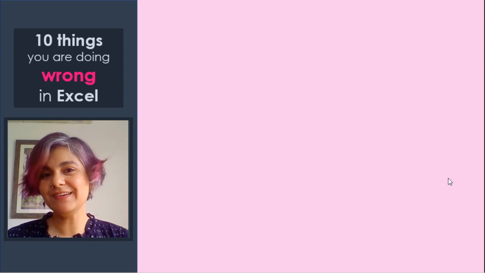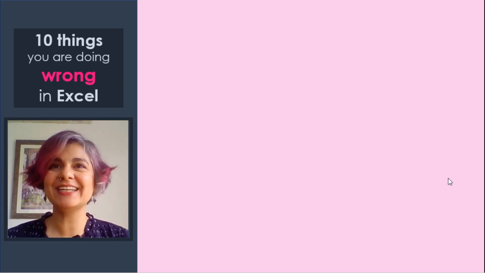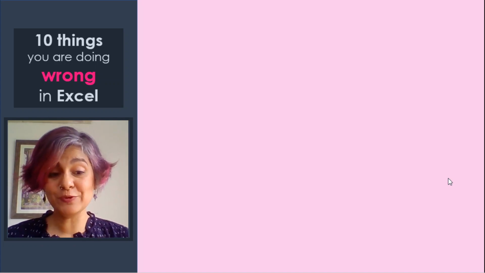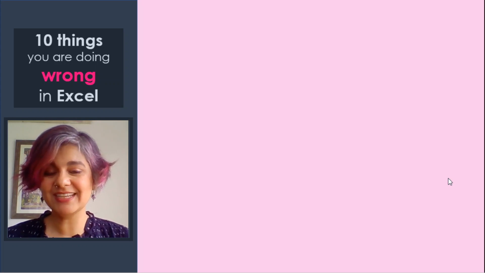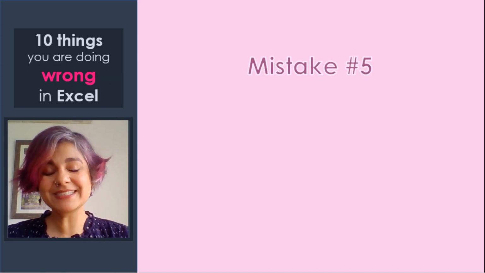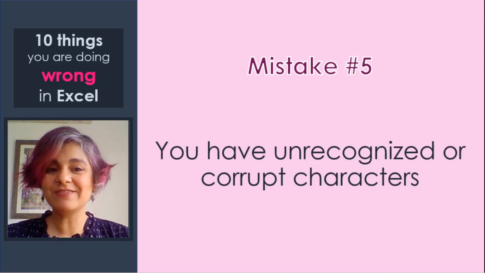Now, some of you may have spotted a little glitch in the data that I was fixing in the last video, where we still had a few errors in our data, which is again another common mistake that we find, which is mistake number 5, and that is you have unrecognized or corrupt characters.